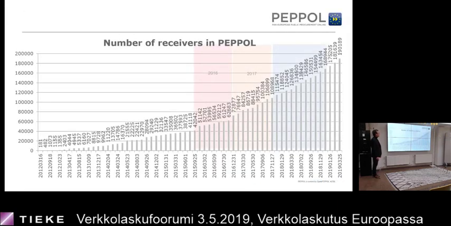This is the number of receivers in PEPPOL up till March this year. It's 190,000 receivers or endpoints in PEPPOL. So there are many more senders. In the registry it's only the receivers that are registered. So there are more senders than that, but 190,000. The majority of these are Norwegian. But it's growing more quickly outside of Norway than within Norway. That's a good sign.